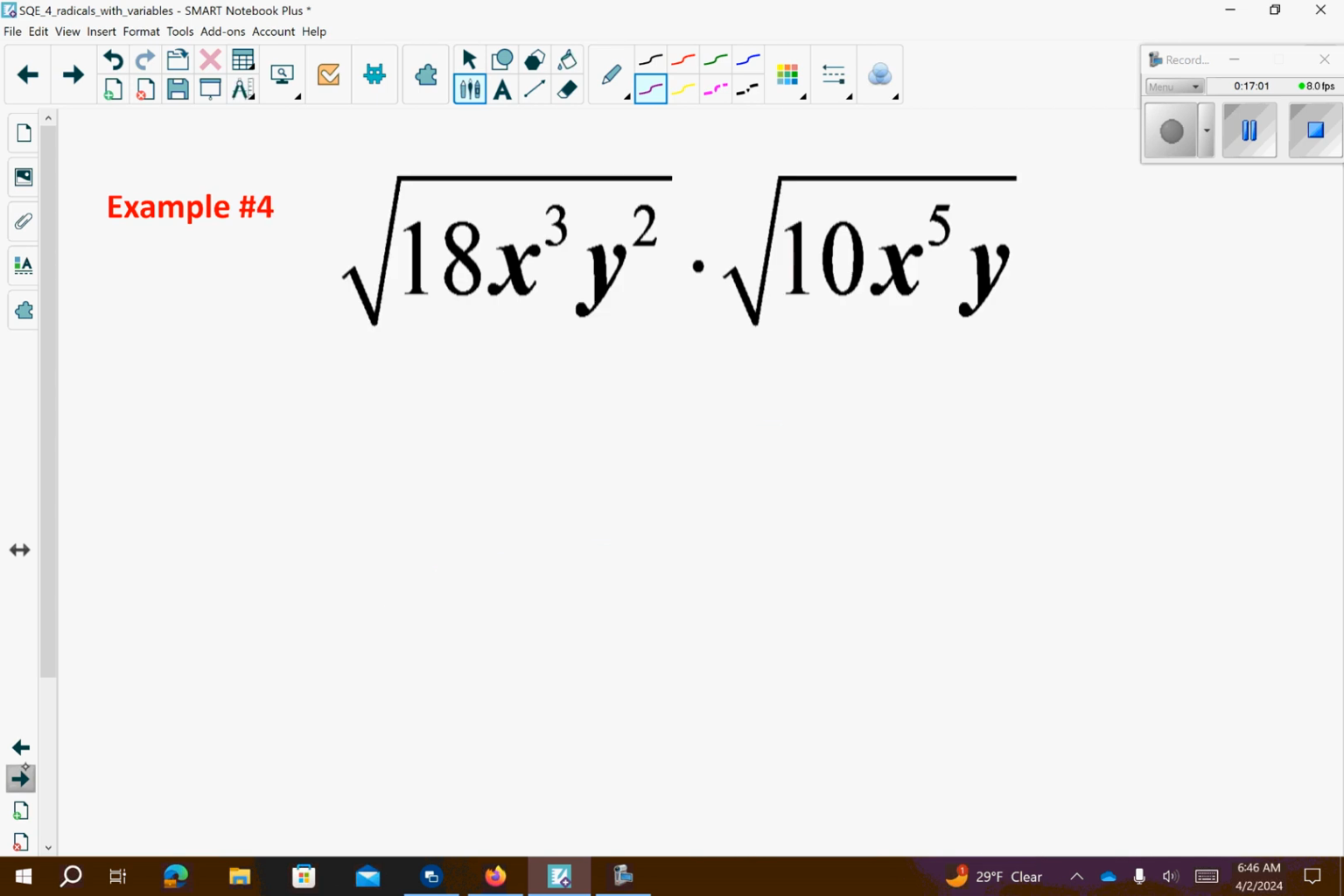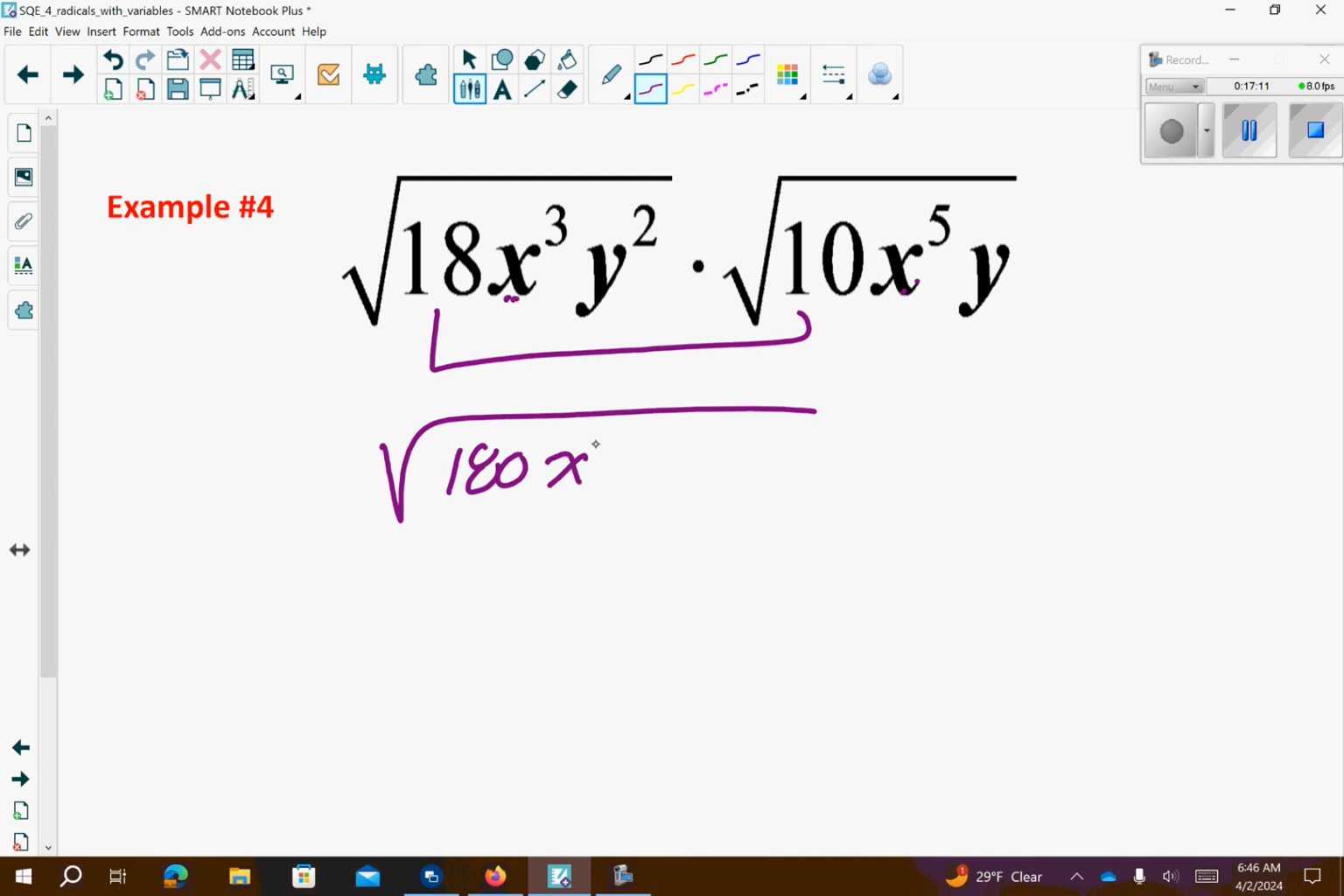I'm happy to help. Last problem, let's multiply inside. So that's going to give me square root 180. I'm going to add these exponents. So x to the third and x to the fifth is x to the eighth, and that becomes a perfect square. And then I get y squared times y. Well, I'm going to leave that as y squared times y. It's y to the third, but you're going to have to break it down anyhow.